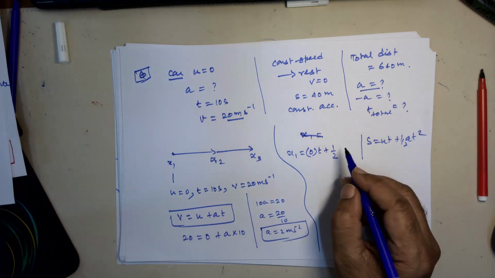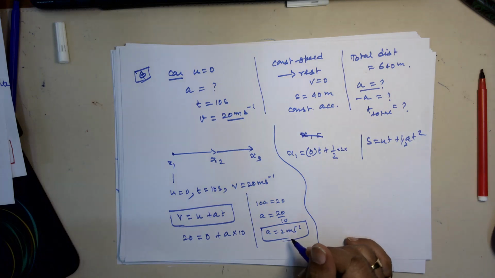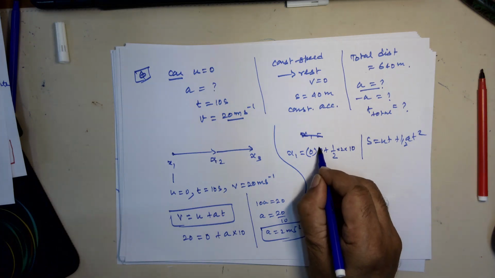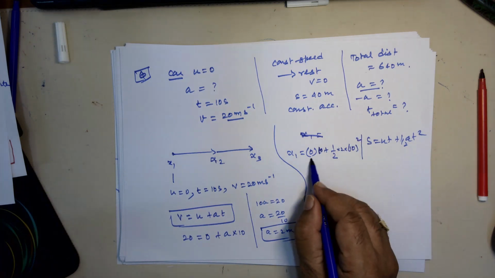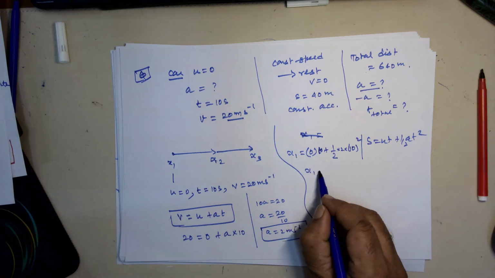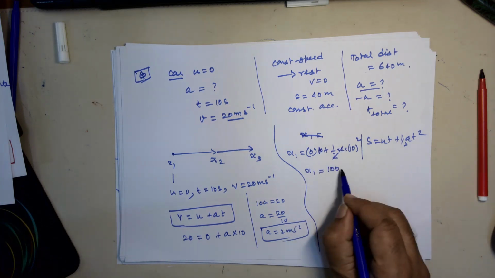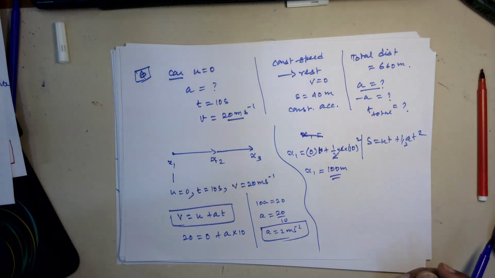2, into, what is the time taken? t, 10 seconds, 10 squared. So here also 10, this is 10 squared. So the 2 cancels. Therefore, x1 is equal to 100 meter, right? This is the first part.